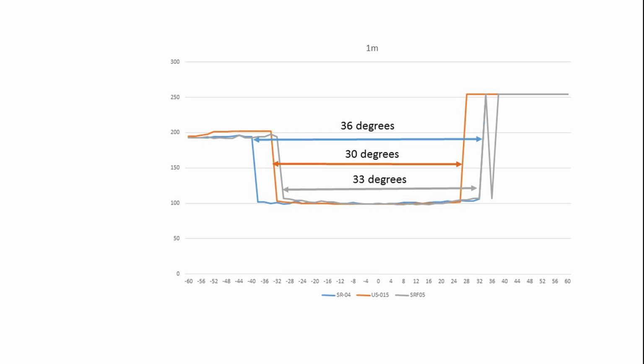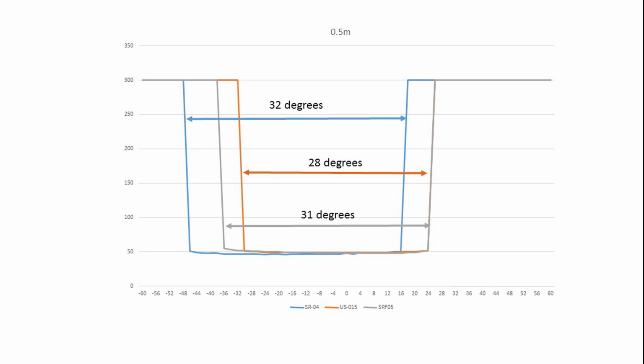The opening angle of the SR04 and the SRF05 are a little over 30 degrees. The US-15 has the smallest opening angle. If I turn the sensors by 90 degrees, the opening angles are not different. This means that the sensitivity area of the sensors is a cone with an opening angle of about 30 degrees.